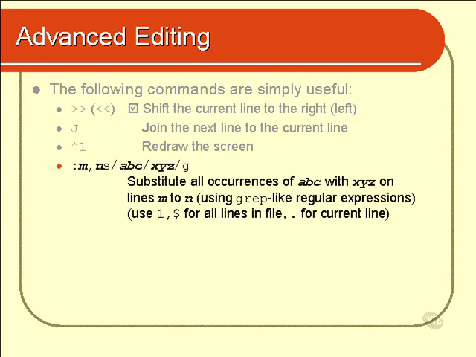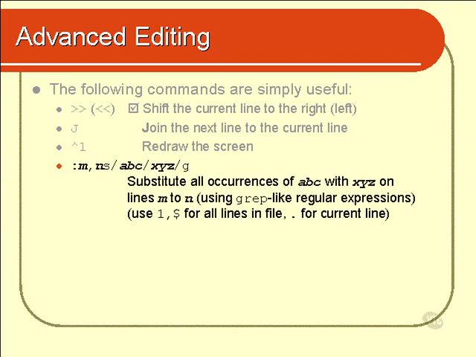So it might go colon 10, 20, then the letter S, and then a /, and then some text that you want to find, and then another /, and then the text that you want to replace it with, and then a letter G. G for global. So that means that on the lines that you specify, search for and replace the following text. So theoretically, if you specified all the lines in the file, you could substitute every occurrence, say, of ABC with XYZ in the file in one go.